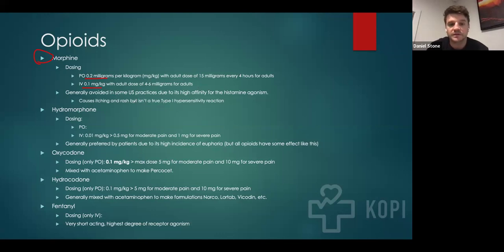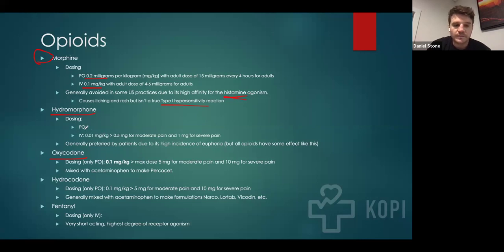Morphine generally causes itching. That's usually because of its propensity to attach to the histamine receptor. Because of that, I usually avoid it in the United States. I usually use more synthetic opioids because they don't have this side effect. It's not a true allergic reaction. When people say that they're allergic to morphine, it's basically just an adverse effect of the medication, specifically because the medication binds to the histamine receptor.